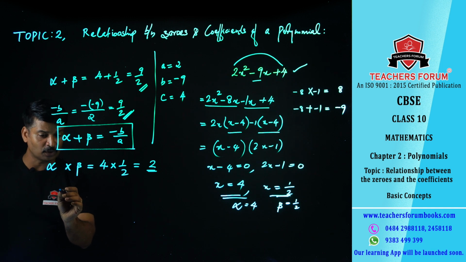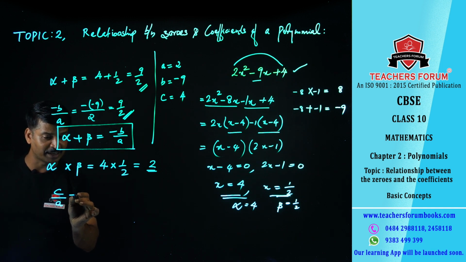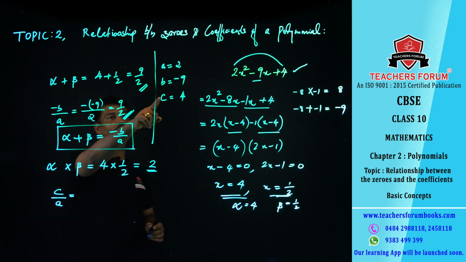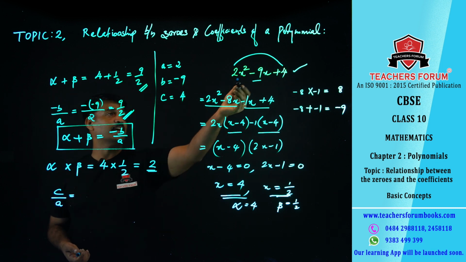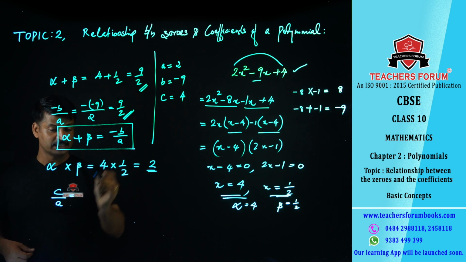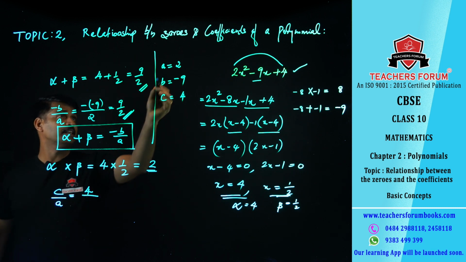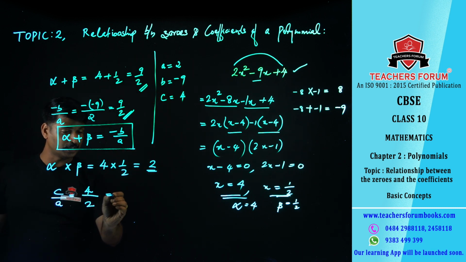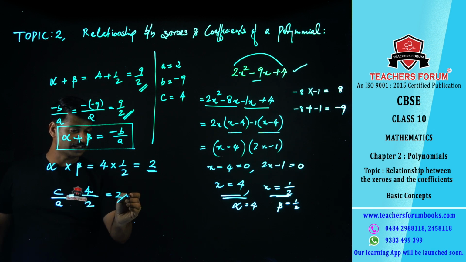Now let us find out what is c by a, the ratio c by a. You know what is c? C is the constant term. What is a? A is the coefficient of x square. So c by a here is equal to, c is 4 and a is 2, that is 4 by 2, that is 2. You see, they both are equal.